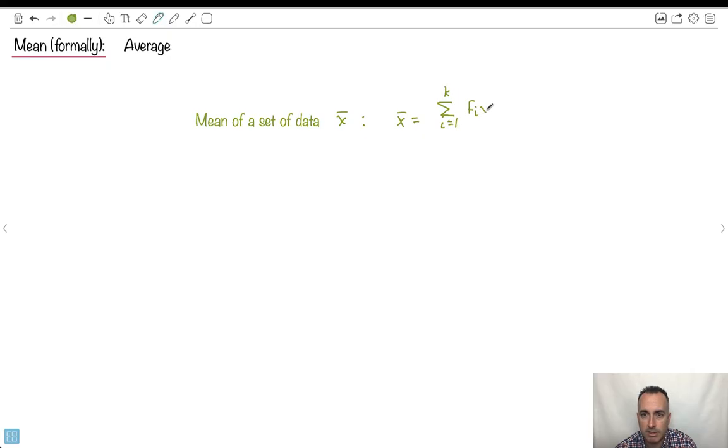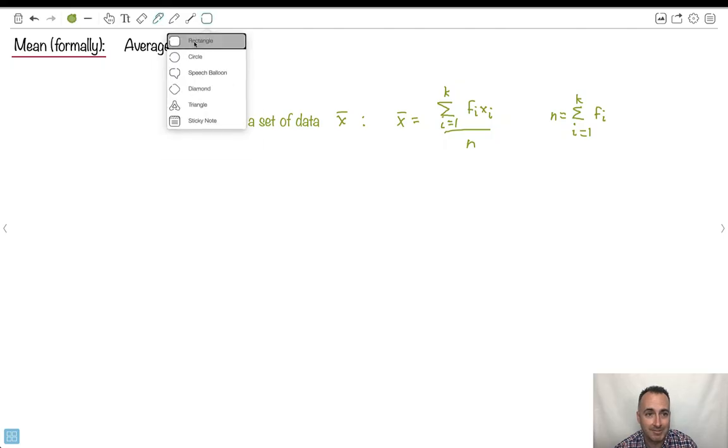Let me just write it down: fi, xi, all that over n. They even tell you that n is going to be what? The sum. Equals 1, all the way up to k of, well, all the terms, so it'll be fi. There we go. What does this mean?